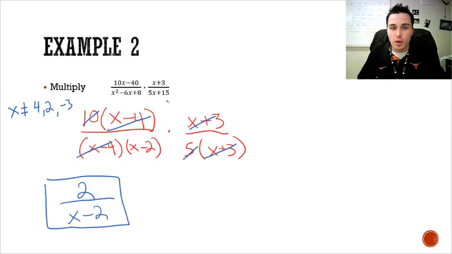And notice what we're doing as we're simplifying this here. By canceling these factors first, it made my life so much easier. This is why it's important to factor completely, because I get this answer very simply that way.